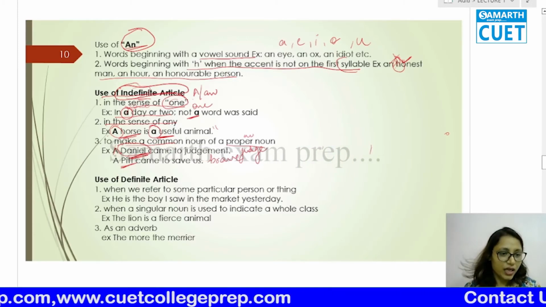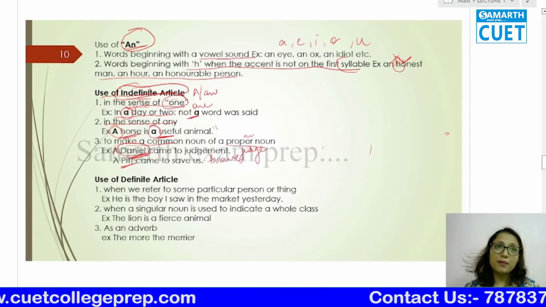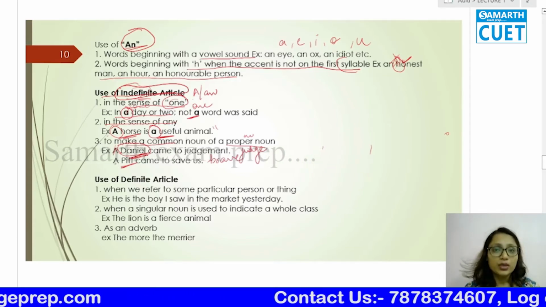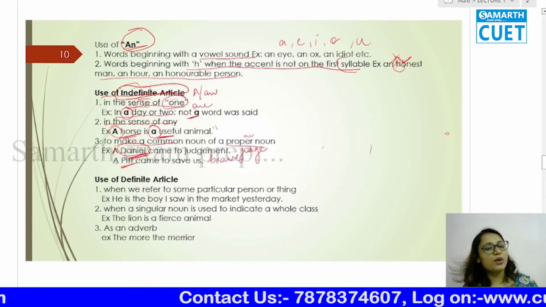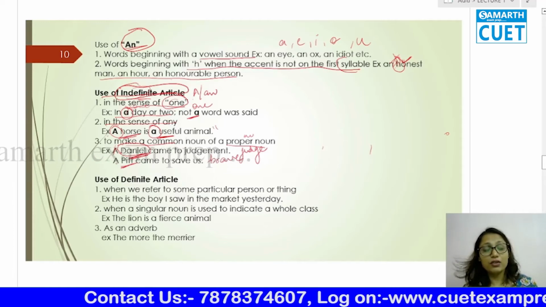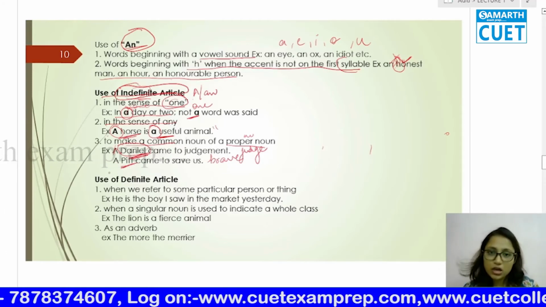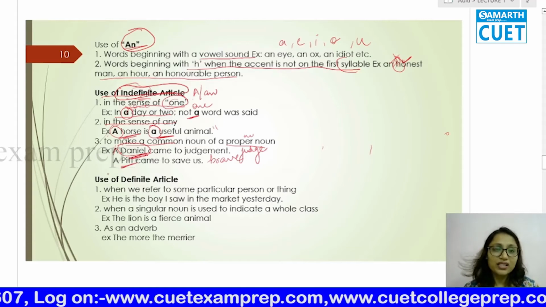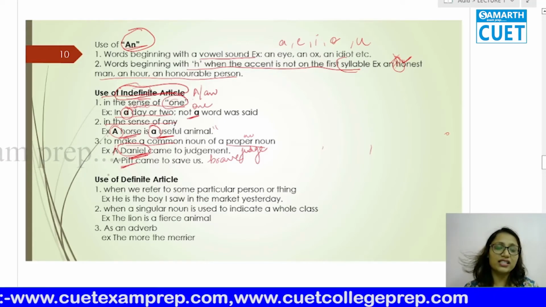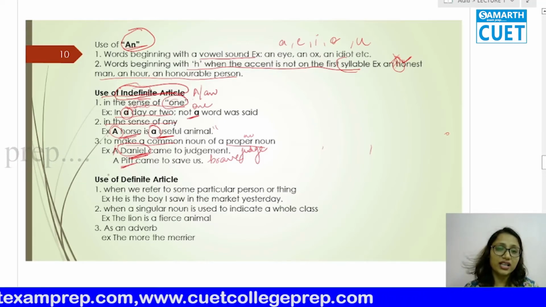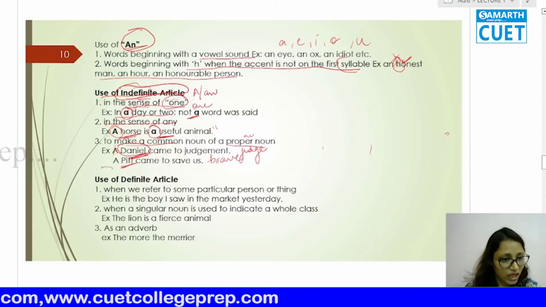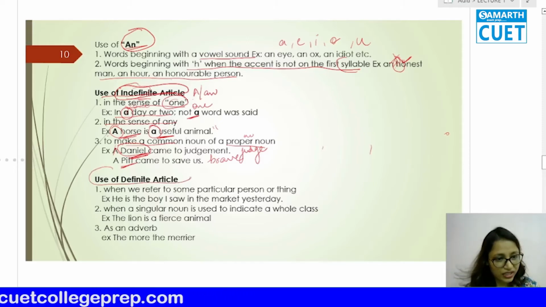So understood, when we want to make a comparison of a quality of a very great person, that means he is a Shakespeare of a class. We won't say that he is Shakespeare or he is the Shakespeare. He is not. Shakespeare passed away, but he is as good a writer, as good a poet as Shakespeare.